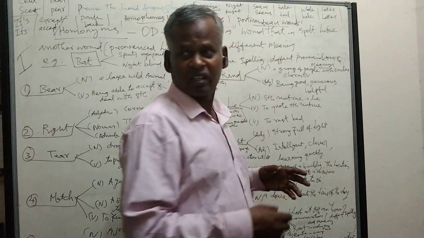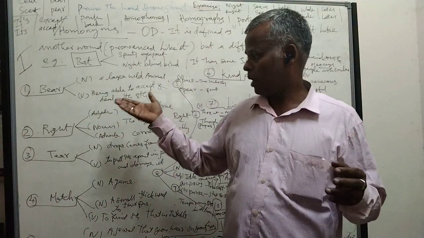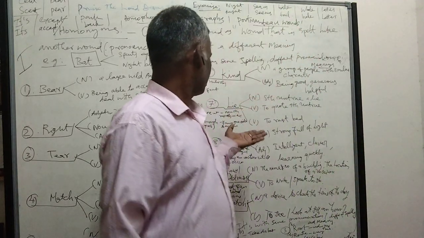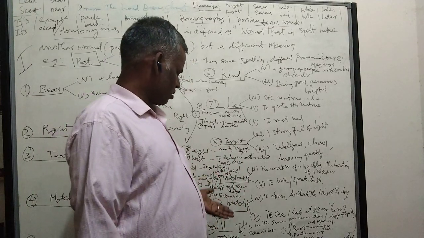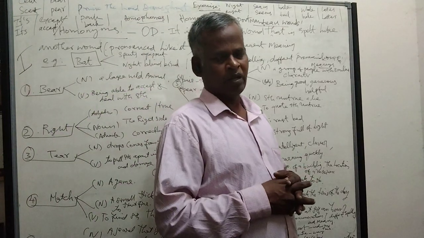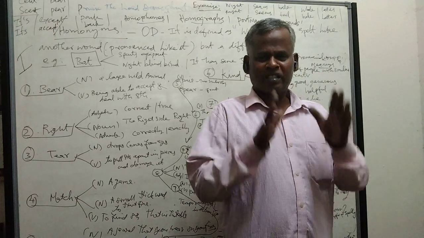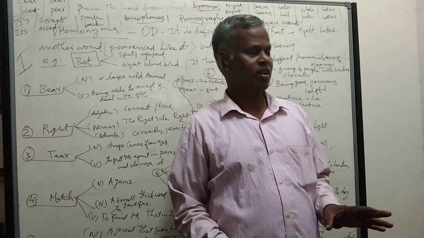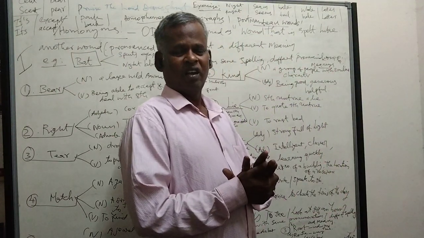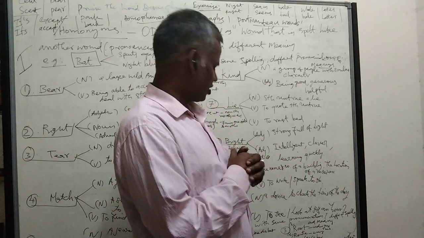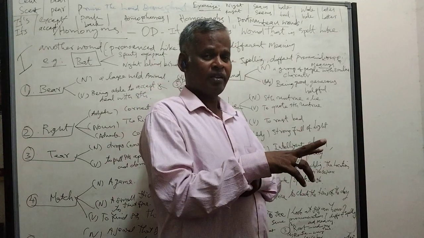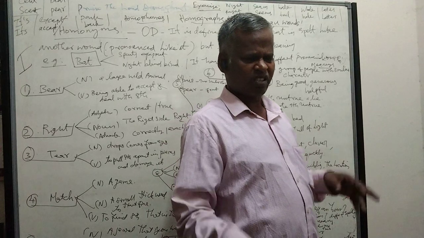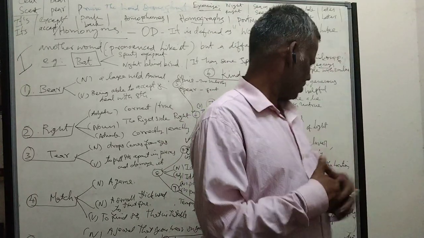So in all these words, just like bat, bear, right, tear, match, ring, kind, lie, bright, address, watch, all these 11 words have the same spelling and same pronunciation, but different meanings according to the rest of the words. And next is the other type of homonym I am going to discuss, with different spelling, different meaning and the same pronunciation. This kind of knowledge is essential to understand the message of something.